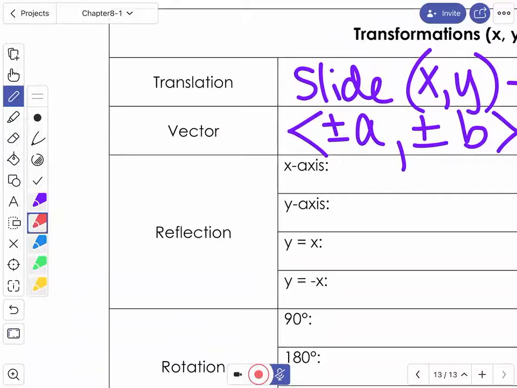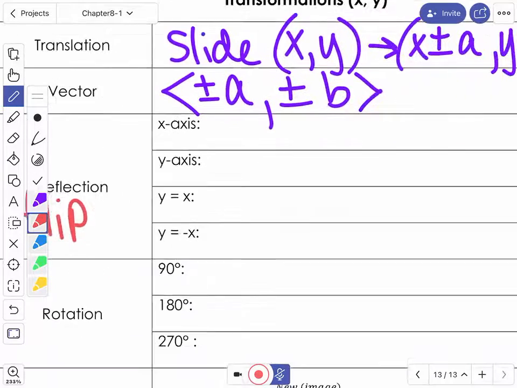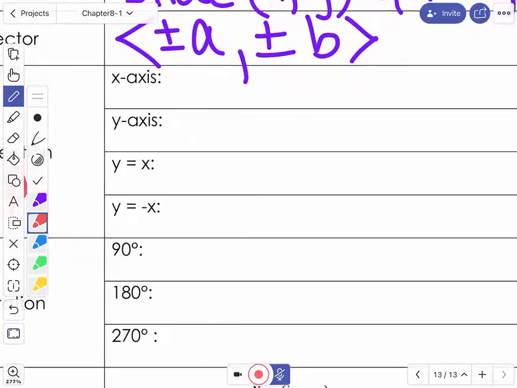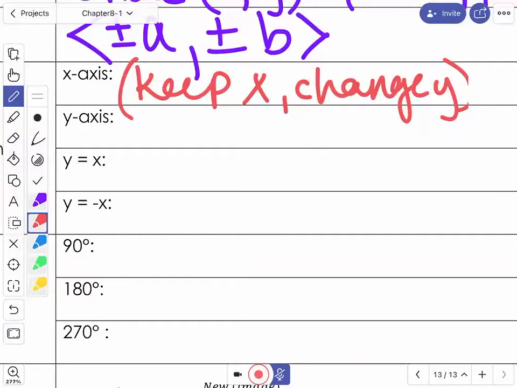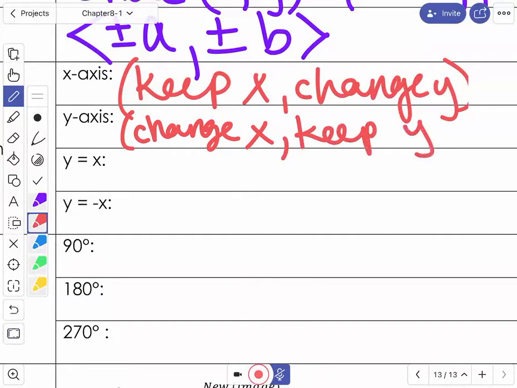The next kind of transformation that we had was the reflection, which said to flip over a line. And we had four lines that we looked at reflecting over. The first one was the x-axis reflection. That said to keep the x, leave it in front. Change the sign of y, leave it at the end. Next, we had y-axis reflection. That said change the sign of x, leave it in front. Keep the sign of y, leave it at the end.